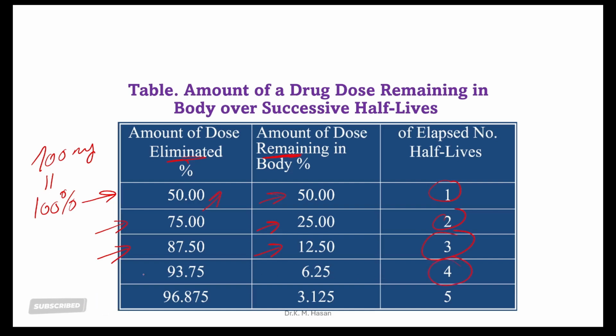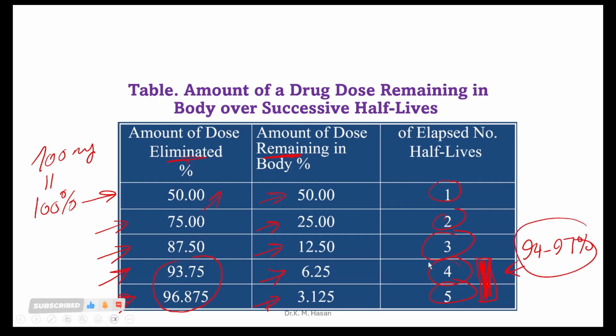After the fourth half-life, 93% will be eliminated, 6.25% will remain. After 5 half-lives, 97% will be eliminated, and 3% will remain. So we can say that between 4 to 5 half-lives, most of the medication will be eliminated from our body. I will repeat that: between 94 and 97% will be eliminated from our body after 4 to 5 half-lives.